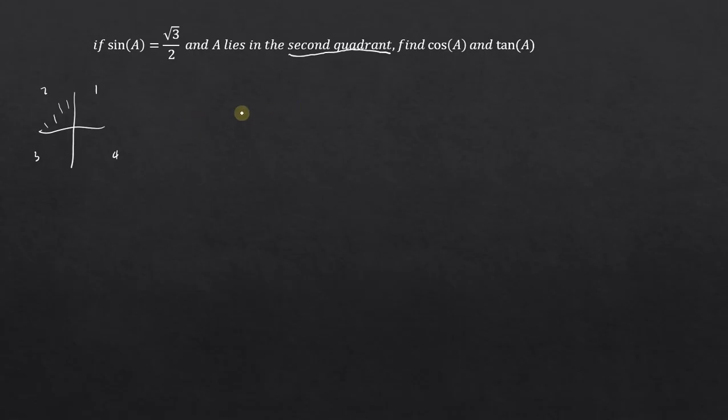So what this should communicate to you is that in the second quadrant, the only positive one is sine. Cos is negative and tan is also negative. So the ratios that you are finding here, cos A and tan A, both should be negative, since they are not positive in that quadrant. We are talking about that quadrant.